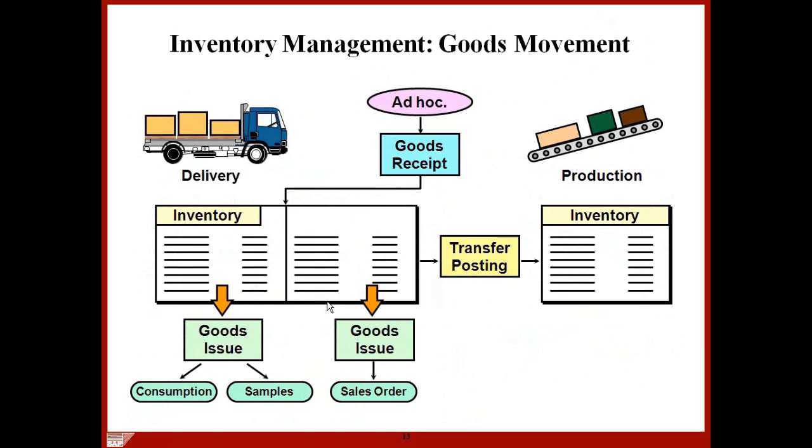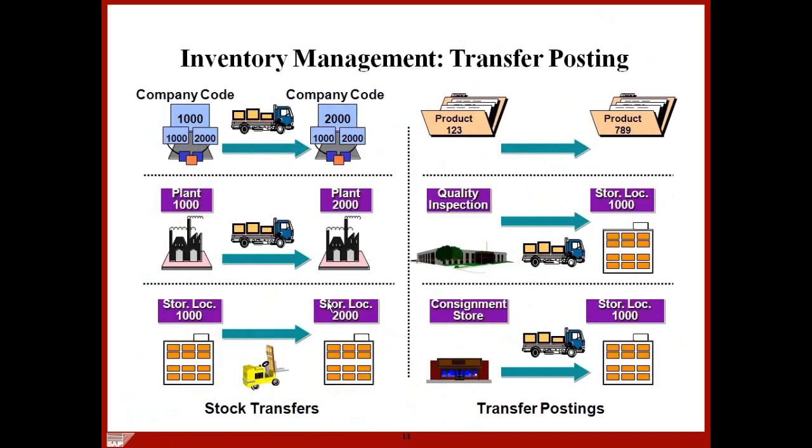And then similarly, goods issues, planned issues, unplanned issues, similarly transfer posting, types of transfer postings, and then transfer posting at plant level, at storage location level, or at company code level. So all these things we will discuss in inventory management. And also there is something called physical inventory. We discuss physical inventory as well.